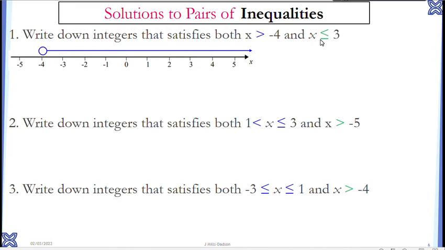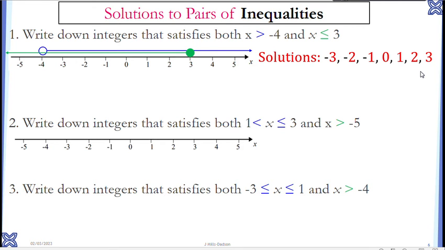Let's represent x is less than or equal to 3. Okay. Now, after this, we see that they overlap between -4 and 3. So we need to list the solutions between these two ranges. But you've got to remember to take into consideration whether the dot is shaded or not. Because this dot is not shaded, we begin our answer from -3 all the way up to 3. So the solution that satisfies both will be -3 all the way to +3.